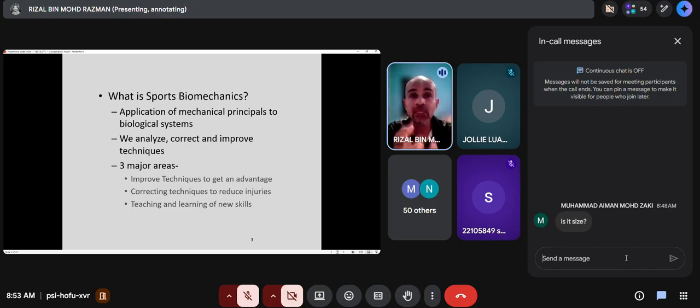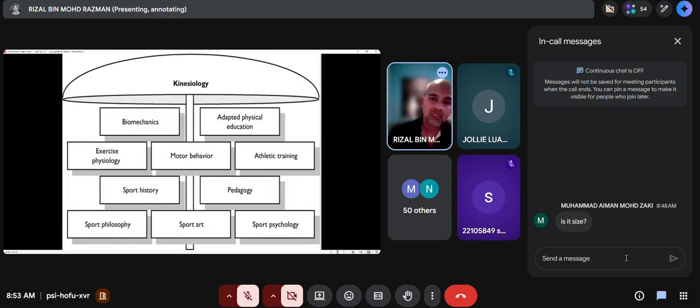But if a student asks you, teacher, why can't I lift using my lower back? If you have no knowledge in biomechanics, you will not be able to explain why. You can only give the instruction that you need to do this and this and this, but you cannot explain why it is done. So that's why biomechanics is also important when you want to teach and learn new skills.